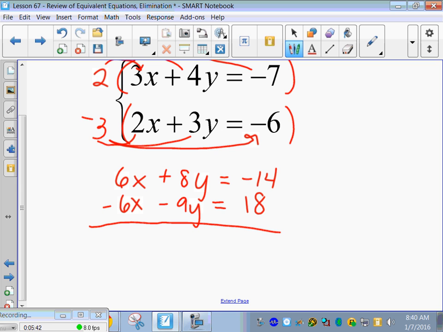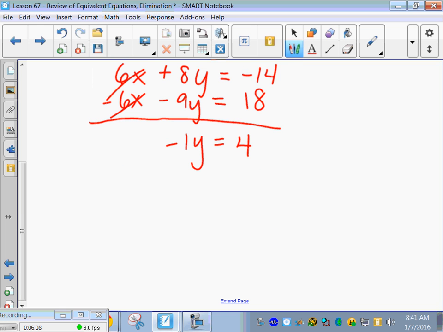What happens when I add these equations together? What happens to my x's? Yeah, 6x minus 6x is 0. You don't have to write it down, but it cancels. And then when I add down with my y's, what's 8y minus 9y? Negative 1y. And now I add these numbers. What's negative 14 plus 18? 4. Good. Now this becomes an easy algebra problem to solve for y. I'm going to divide by negative 1 on both sides. So y equals negative 4.